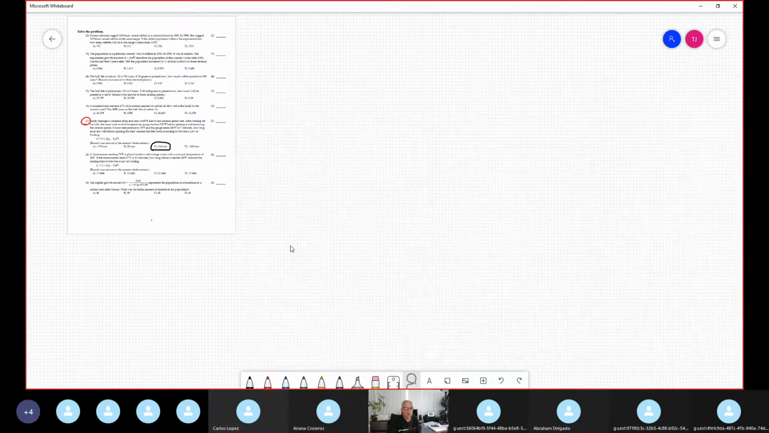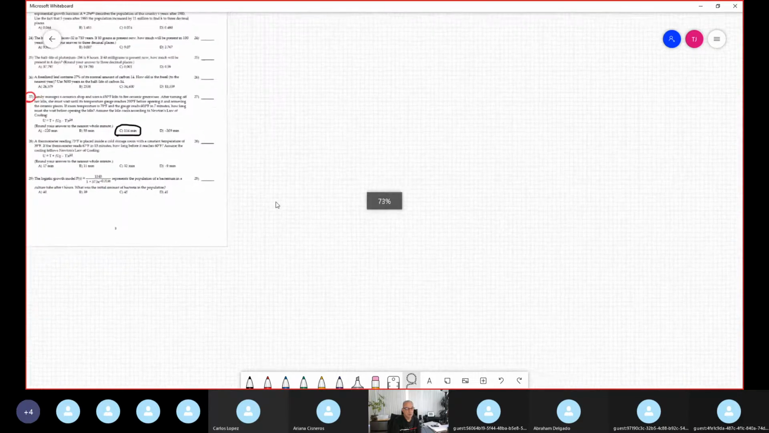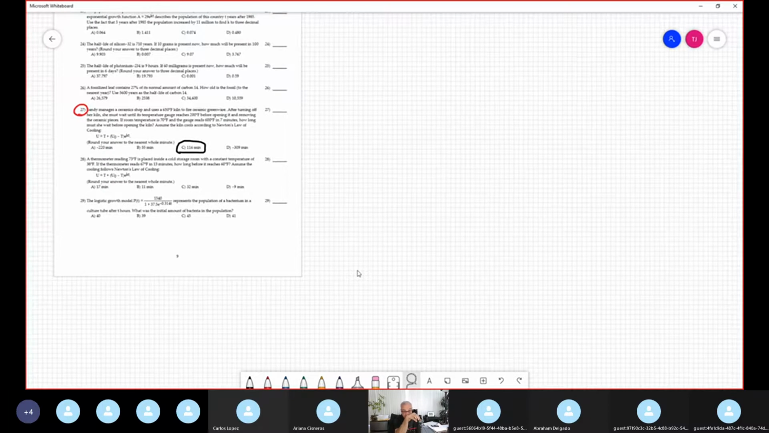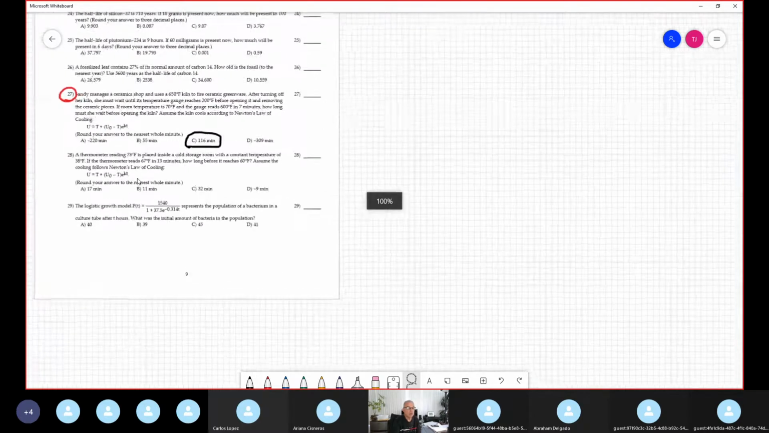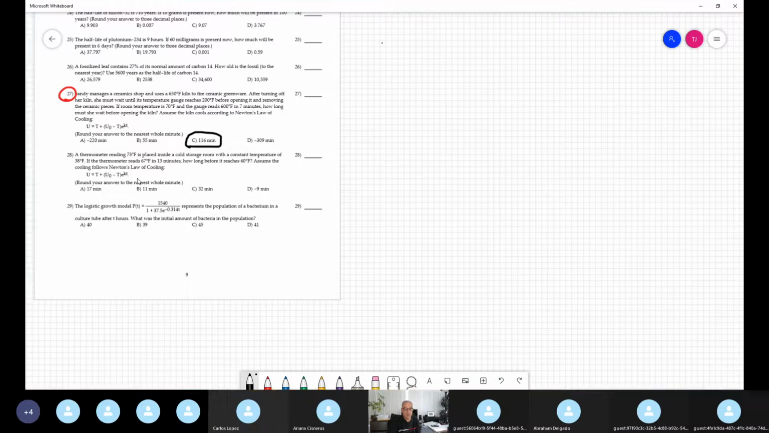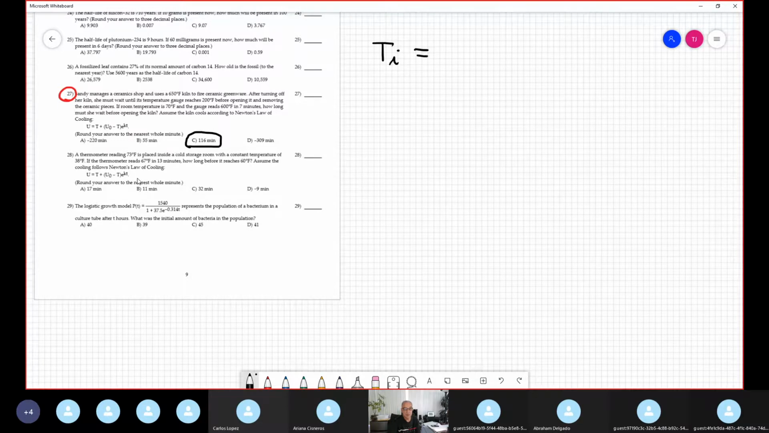This is typical Newton cooling. So we spent in the test 3 word problems. One problem is about growth, exponential growth, exponential decay, and Newton cooling. Okay, a thermometer reading 73 degrees Fahrenheit is placed in a cold storage room. So I suppose that 73 is the initial temperature.